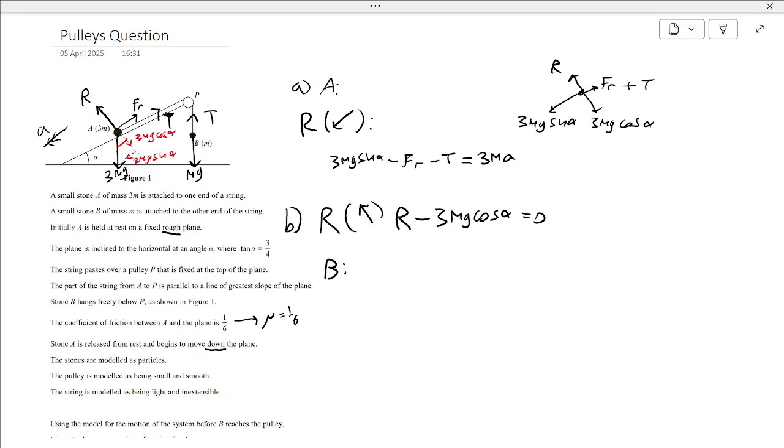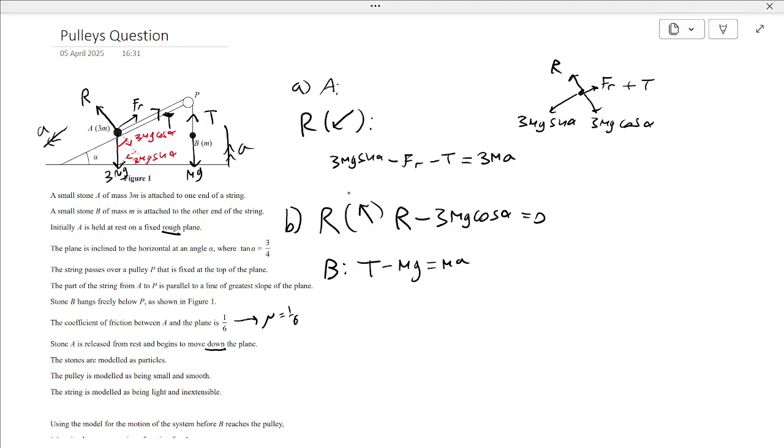Particle B is more simple. It's just moving vertically, so I'm not going to worry about doing it perpendicular and parallel. It's just moving upwards with the same acceleration, so T minus mg equals ma. In A-level mechanics, the tension is always going to be the same in both parts of the string. Acceleration is always going to be the same. We'll come back to that later, but you can just assume that.